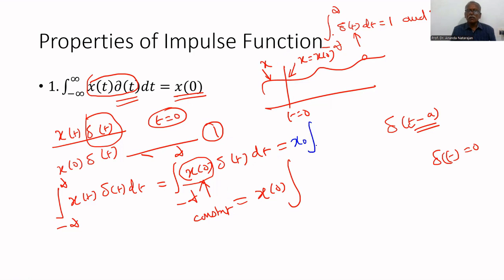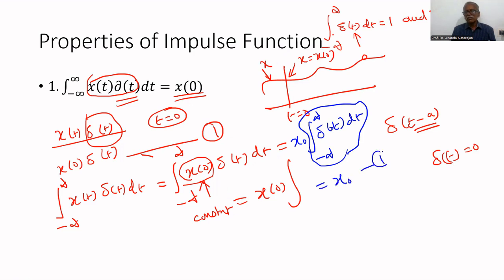x naught multiplied by integral from minus infinity to plus infinity of del of t dt. But this is equal to 1. Therefore, it is equal to x naught. Therefore, this is the first property of the impulse function.